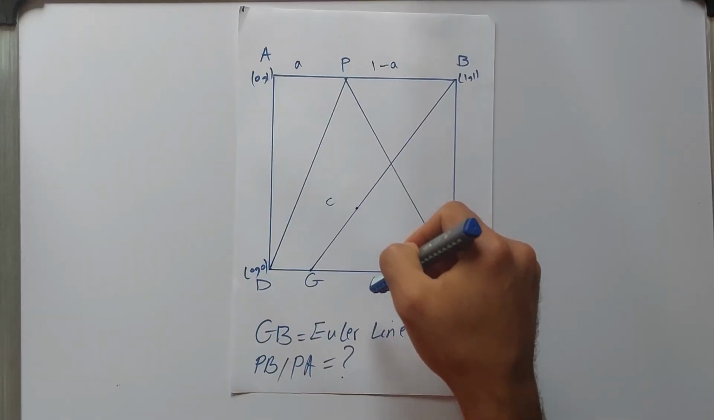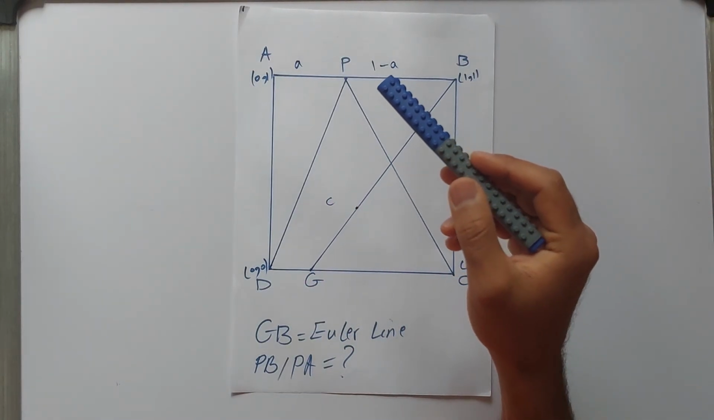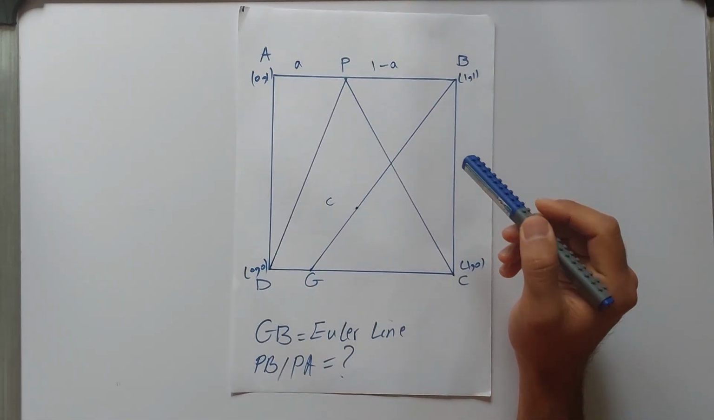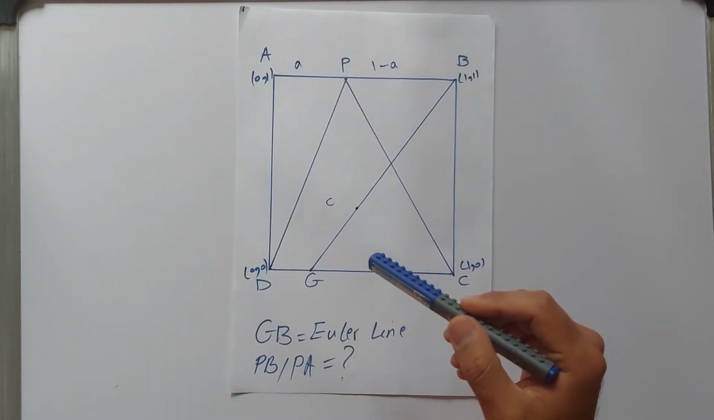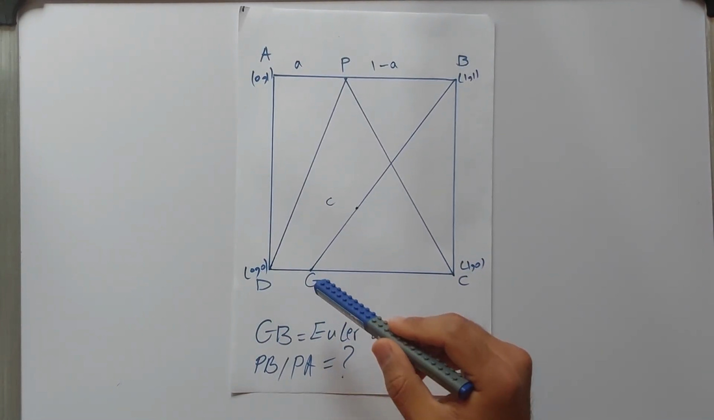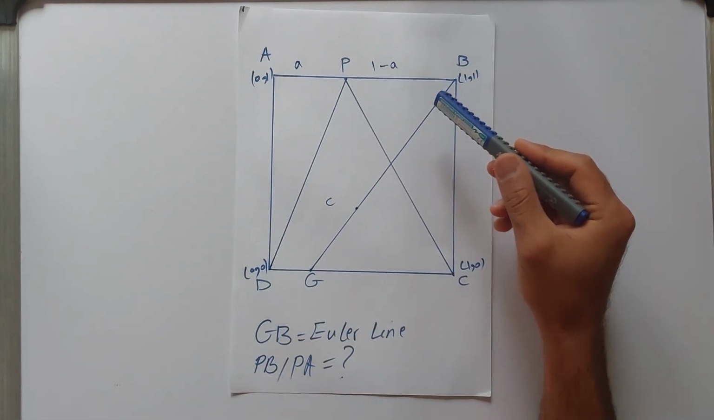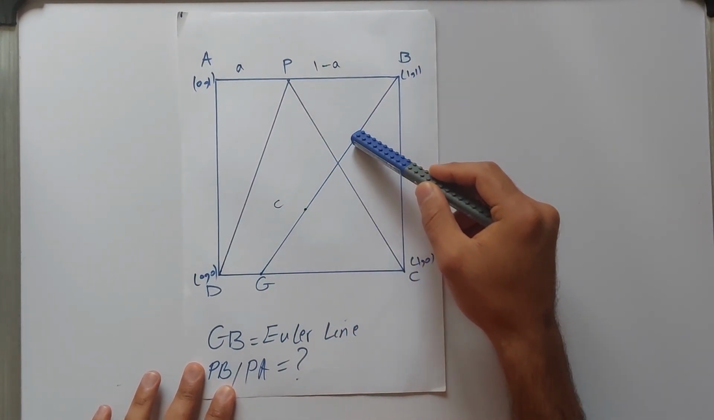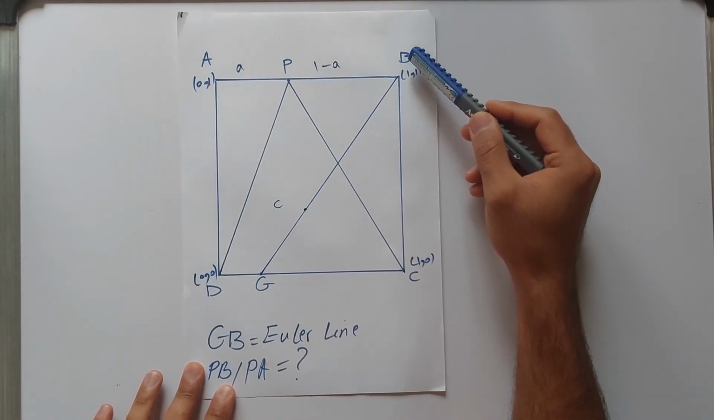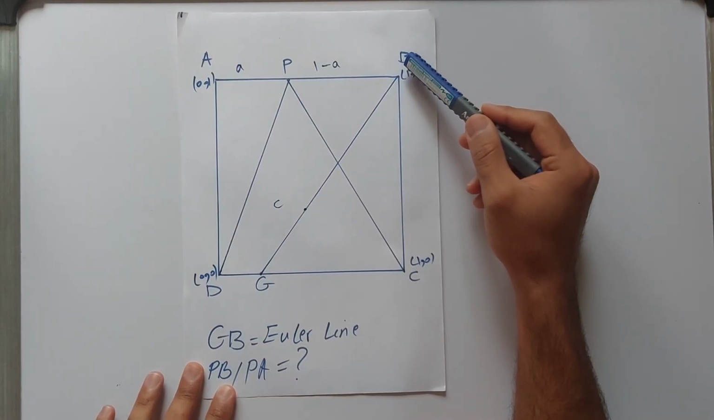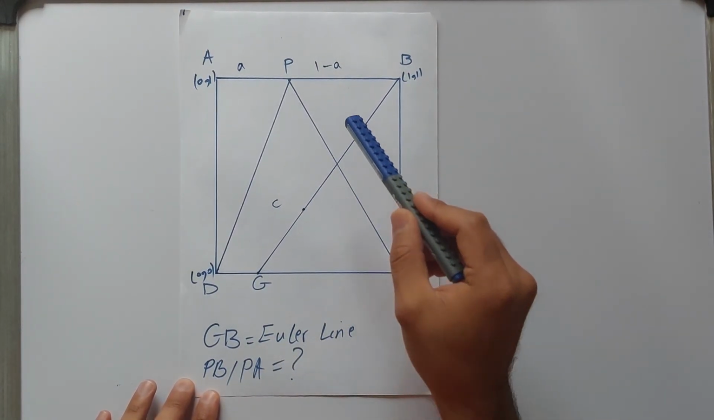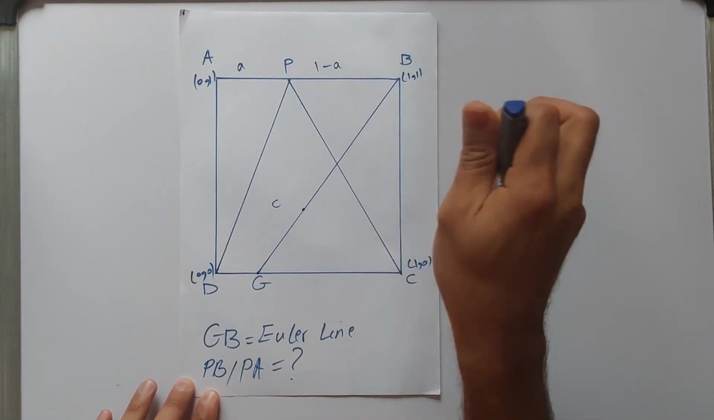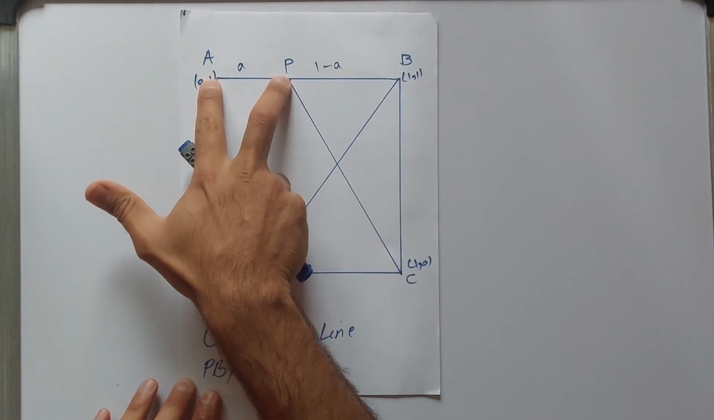So we have a square here with a triangle inscribed inside this square. And our only information is that GB is the Euler line of the triangle. So the Euler line of the triangle passes through corner B, or one of the corners of this square. So the question says, what is the ratio of PB, or this segment, over this segment?